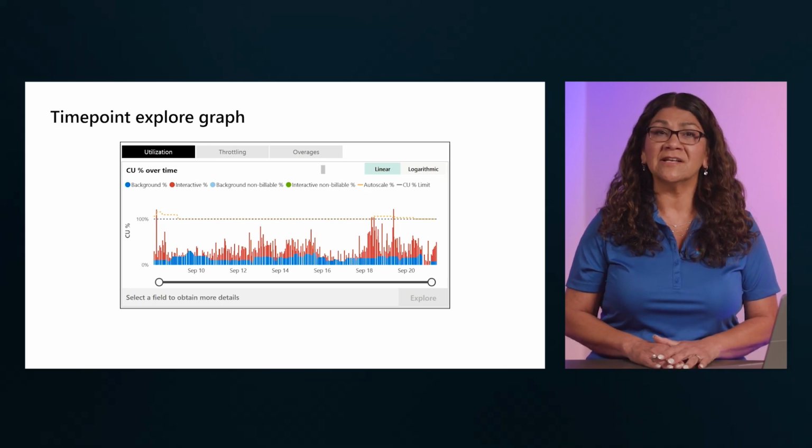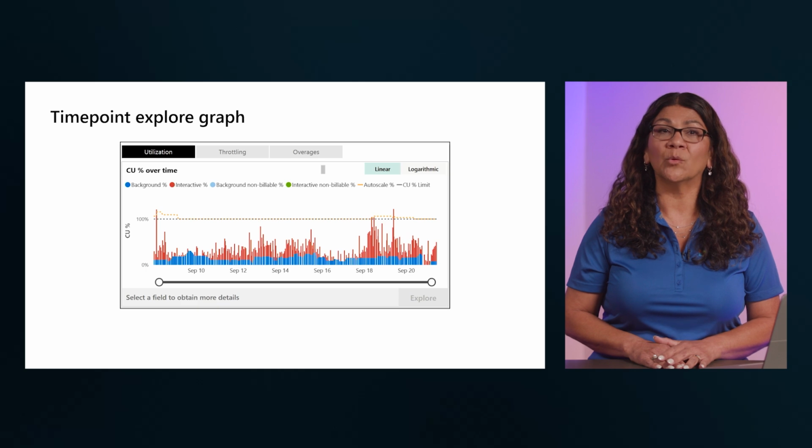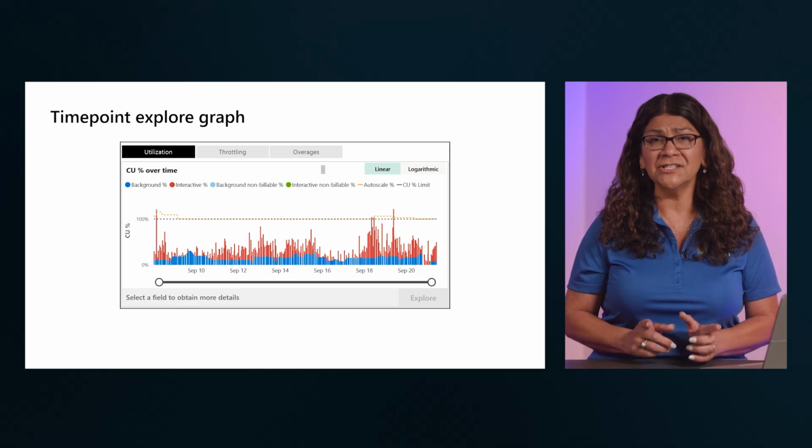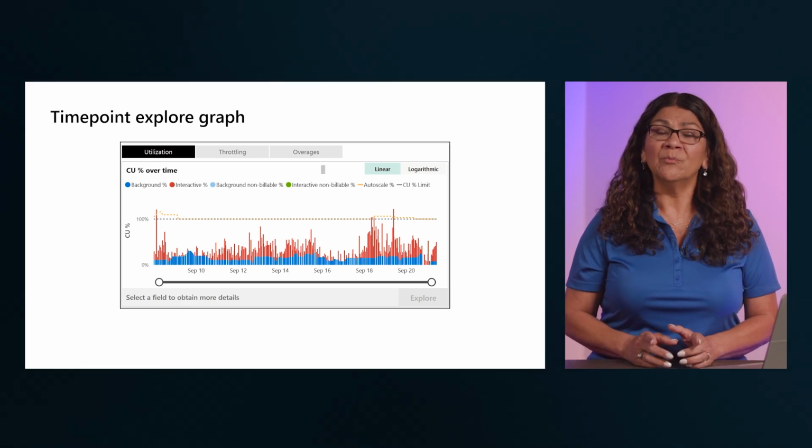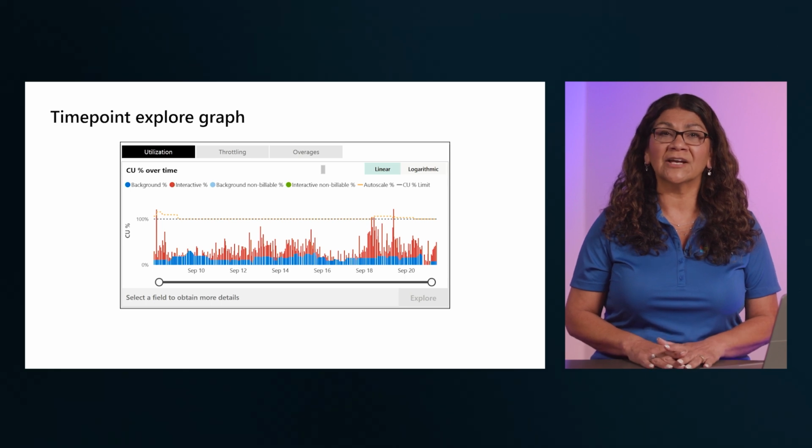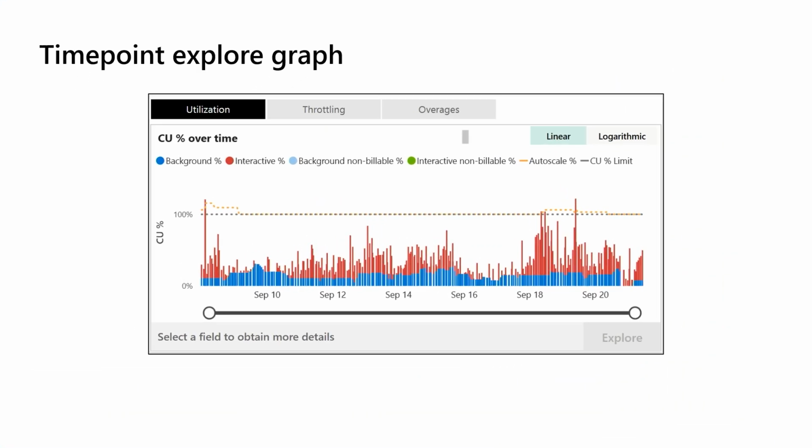Operations are classified as either interactive or background and denoted by color. Most operations in the warehouse category are reported as background to take advantage of the 24-hour smoothing of activity to allow the most flexible usage patterns. Classifying data warehousing as background reduces the frequency of peaks of CU utilization from triggering throttling.